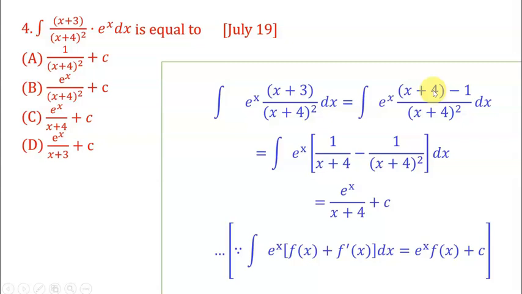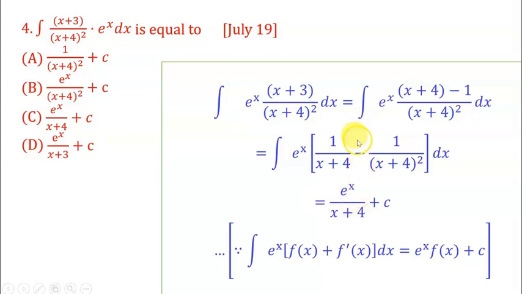Now split this up: x plus 4 upon (x plus 4) bracket square. Then x plus 4 will get cancelled. You will get 1 upon x plus 4 minus 1 upon (x plus 4) bracket square. Now this is of the form integral e raised to x in bracket f of x plus f dash of x bracket complete into dx, and that's equals to e raised to x into f of x plus c.